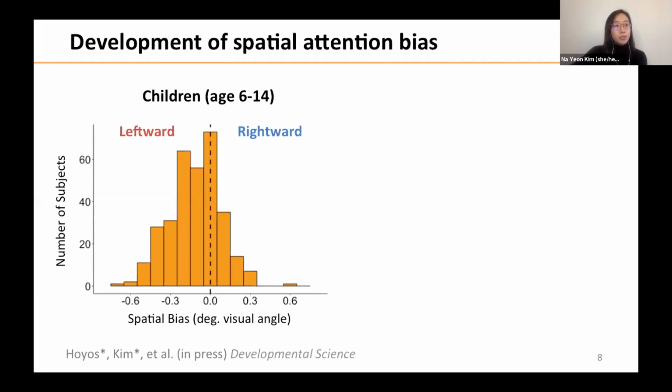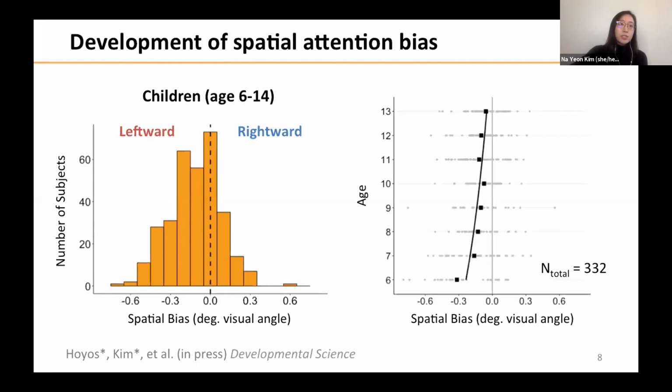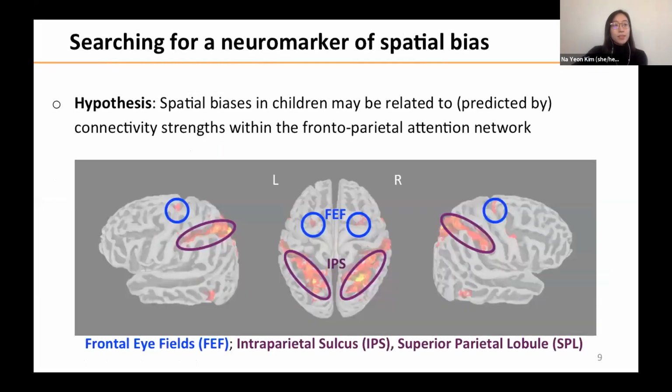We recently found that young children are biased towards the left-hand side of space. The leftward biases in children gradually diminished with age and became adult-like by age 11 to 13. This raises a question whether greater attention biases in children indicate a developmental mechanism of the attention network. To address the question, we began by searching for a neuromarker of spatial biases in children. As in adults, we expected that spatial biases will be related to connectivity among the frontal-parietal areas, specifically frontal eye fields in the frontal lobe, and areas along the intraparietal sulcus and superior parietal lobule in the parietal lobe.